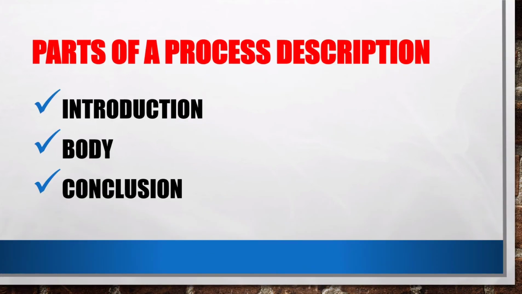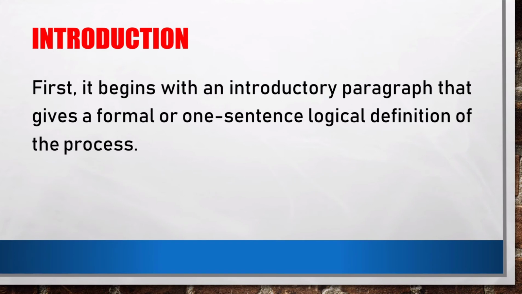Similar to other types of writing, a process description also has its introduction, body, and conclusion. The first part of a process description is the introduction. Similar to the process description of a mechanism of an object, a description of a process happens in a step-by-step order. First, it begins with an introductory paragraph that gives a formal or one-sentence logical definition of a process. An introduction should define the overall process in a single sentence and describe the document, the scope, and the purpose of writing. So, an introduction should be concise. It should be concise and supply a good sentence definition.